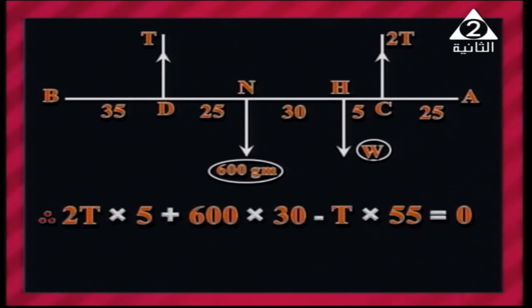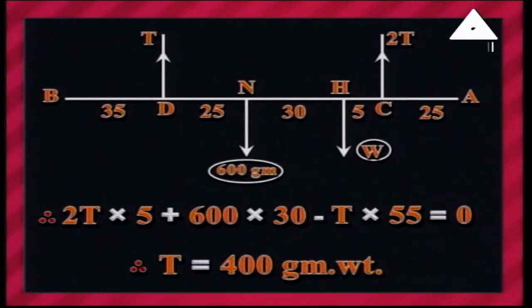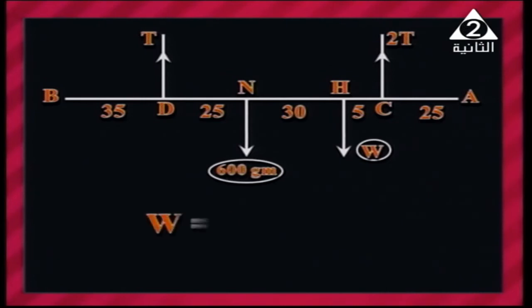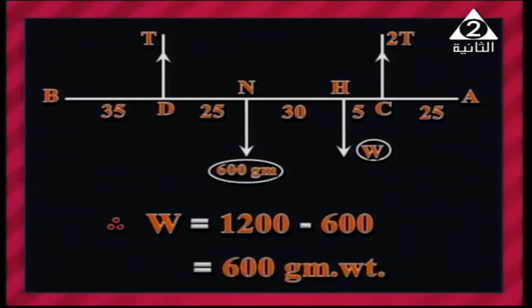Therefore, 2T times 5 plus 600 times 30 minus T times 55 equals 0. Therefore, my dear student, the tension T of the string is 400 gram weight. We know that, in equilibrium, 2T plus T equals W plus 600. Using the value of T from the previous proof, 3T minus 600 equals W. By substitution for T, W equals 1200 minus 600, which equals 600 gram weight.